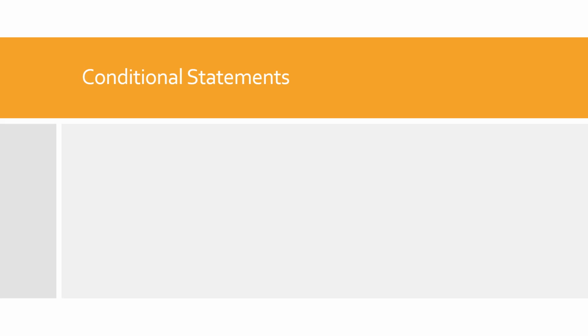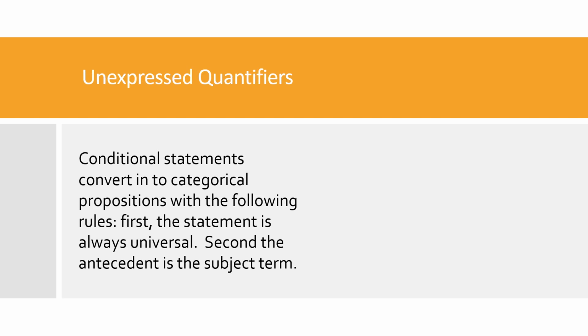Now, conditional statements are going to be very important here. This is something that I pay close attention to, and I promise you'll be tested on this as we go through it. A conditional statement, which is simply an if-then statement, can readily transform into a categorical proposition by following a fairly simple set of rules. Now, conditional statements convert into categorical propositions with the following rules. First, the statement must always be universal.